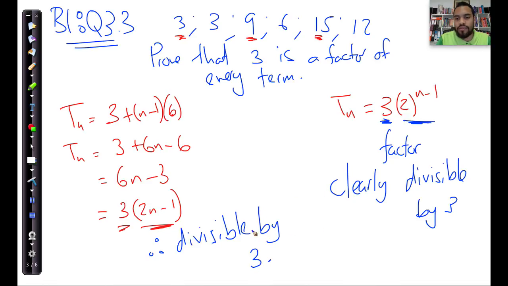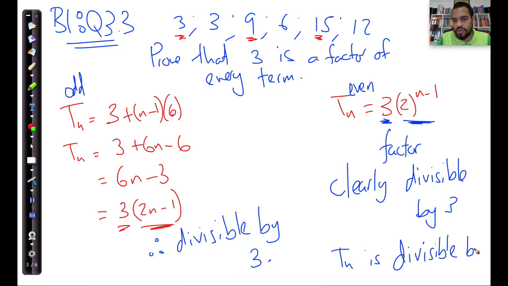Right, so because the odd terms and the even terms, this was the odd ones, and these were the even ones, because all the even ones are divisible by 3 and all the odd ones are divisible by 3, therefore the entire sequence is divisible by 3. Tn is divisible by 3.